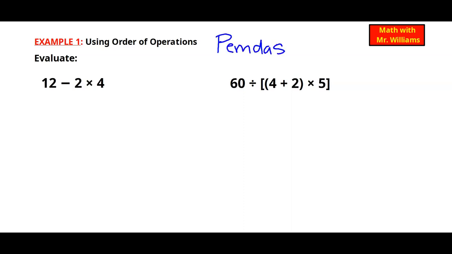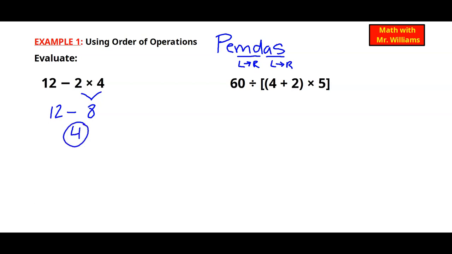Well, there are no parentheses. Exponents? None. But we do have multiplication and division. Now remember, this is an order from left to right. And so is addition and subtraction. Okay, so the first step here would be 2 times 4, which gets us 8. We bring down the 12 minus. So we have 12 minus 8 will get us 4 for our first answer.